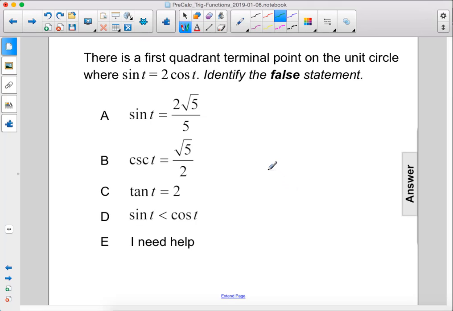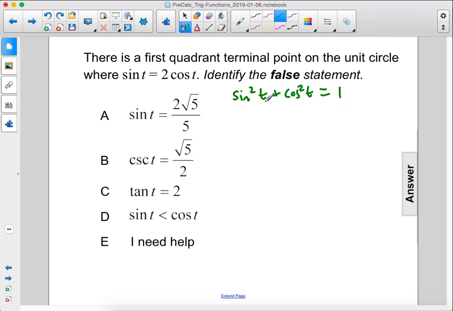There is a first quadrant terminal point on the unit circle where sine t equals 2 cosine t. Identify the false statement. All right, so first let's figure out what sine is going to be. So we're going to use our identity sine squared t plus cosine squared t equals 1.